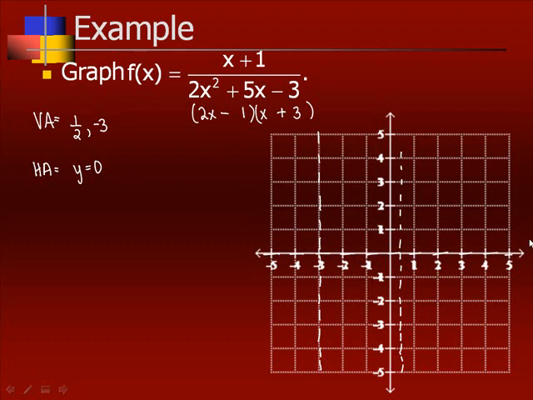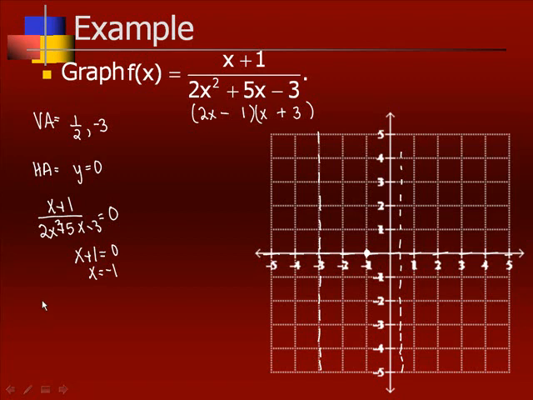And then we want to see if the graph will cross the horizontal asymptote. So what we're going to do is take the original function and set it equal to the y equal number, which we said was 0. Well, if we multiply both sides by 2x squared plus 5x minus 3, we get x plus 1 equals 0, which means it's going to cross this thing at x equals -1. So that one's on our graph. Because we set it equal to 0, that's also our x-intercept.